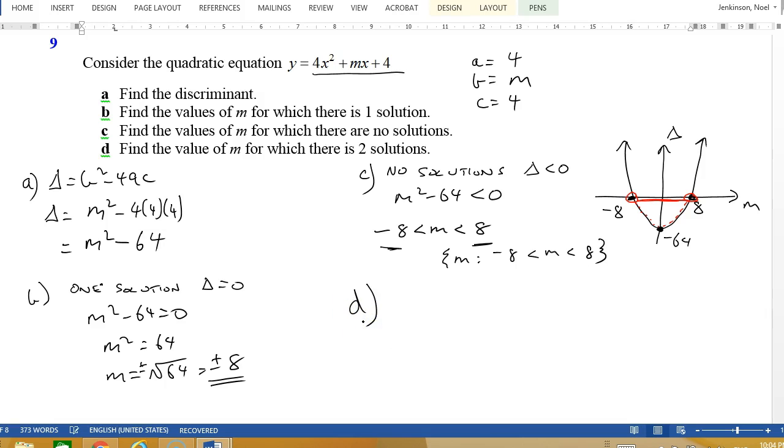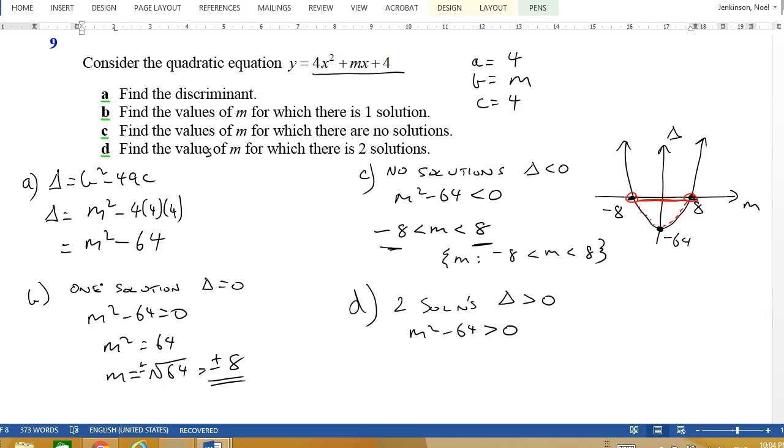Part D, find the values of m for which there are 2 solutions. That question should have been values for 2 solutions. The discriminant is greater than 0. M squared minus 64 is greater than 0.